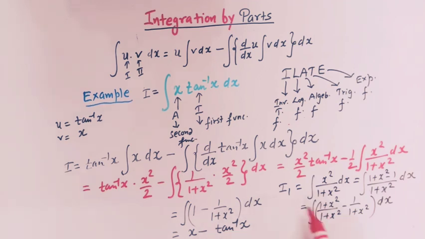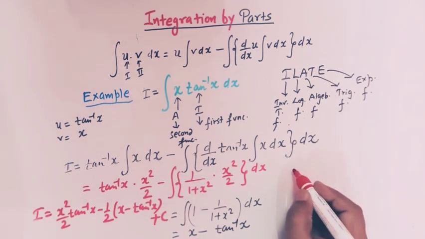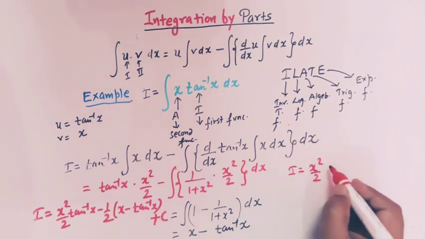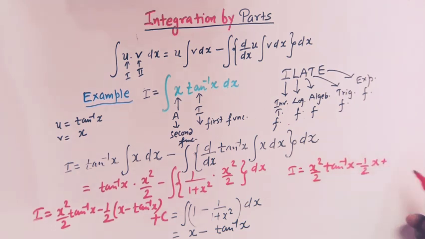Now we'll substitute the value of I1 in this expression. So we'll have I is equal to x square over 2 tan inverse x minus half of x minus tan inverse x plus c, where c is the constant of integration, right? Now this expression can also be written as I is equal to x square over 2 tan inverse x minus half x plus half of tan inverse x plus c, right?